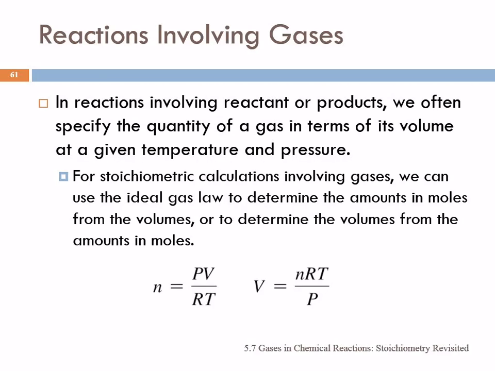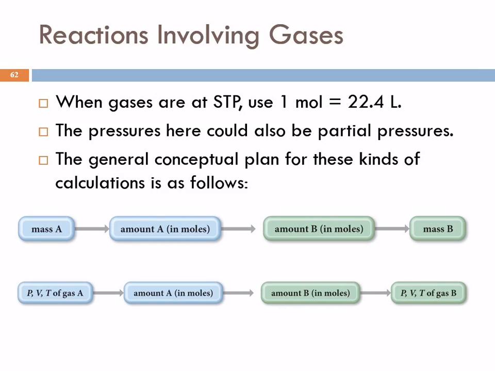So we're going to make use of the ideal gas law to find the number of moles of gas from a volume, or to find the volume from the number of moles of gas and its temperature and pressure. So this is a variation on our regular grams to moles to moles to grams. Here at the beginning, we could have pressure, volume, and temperature. We need all three of those to specify the quantity of gas. And then go to moles, and then we can go back to pressure, volume, and temperature of the product gas.